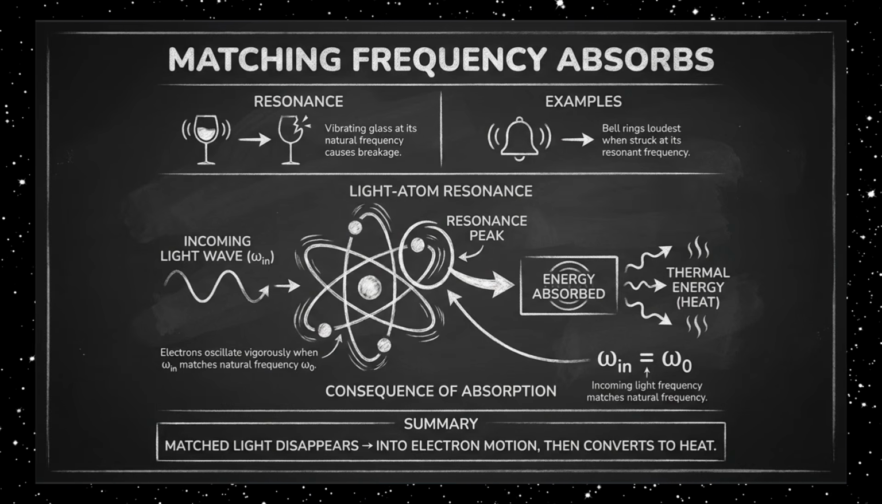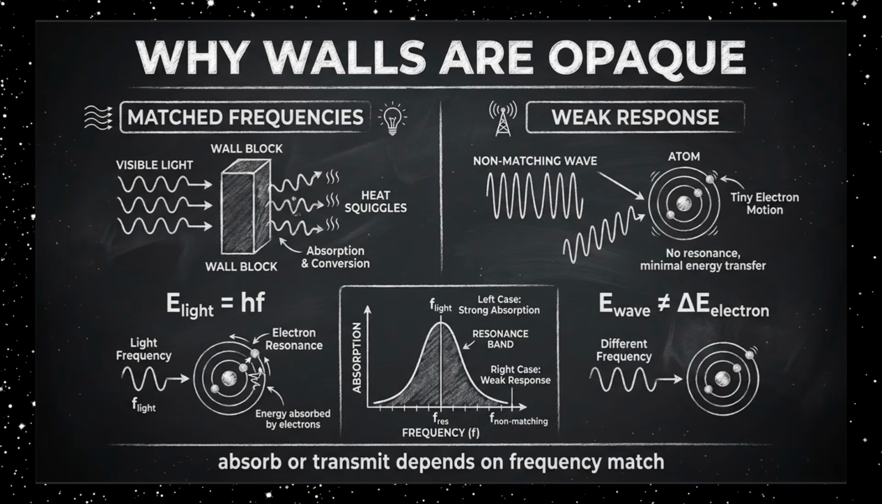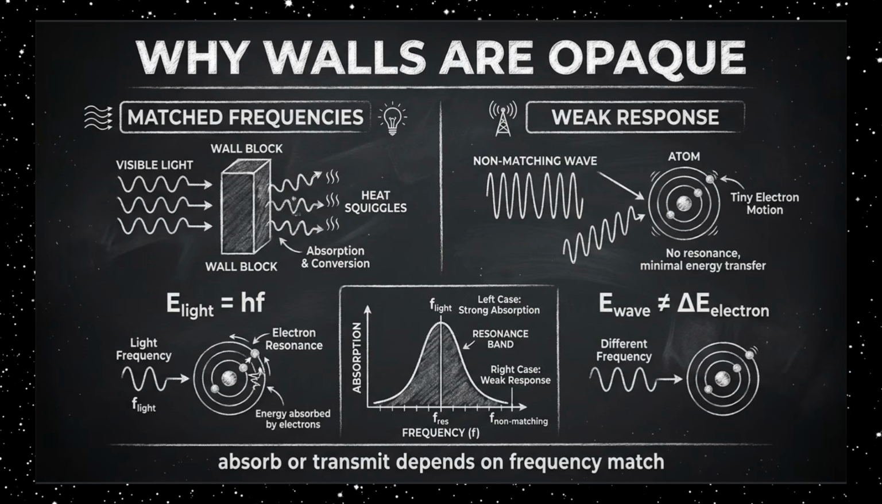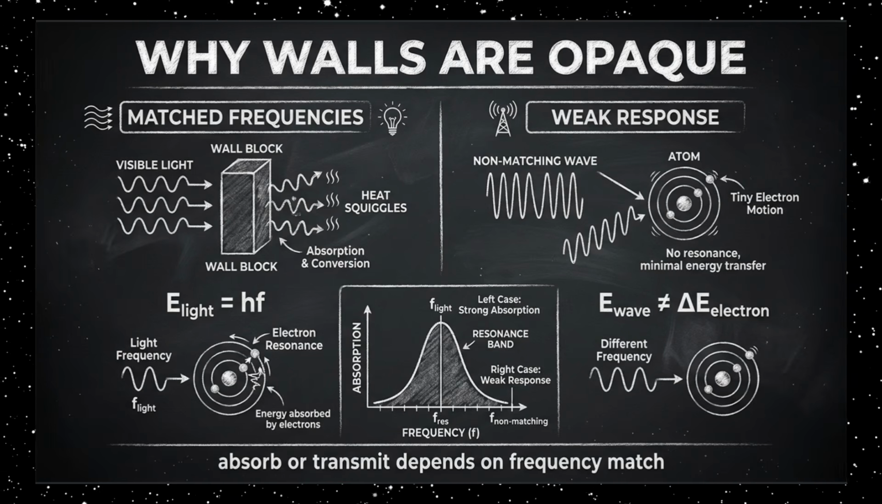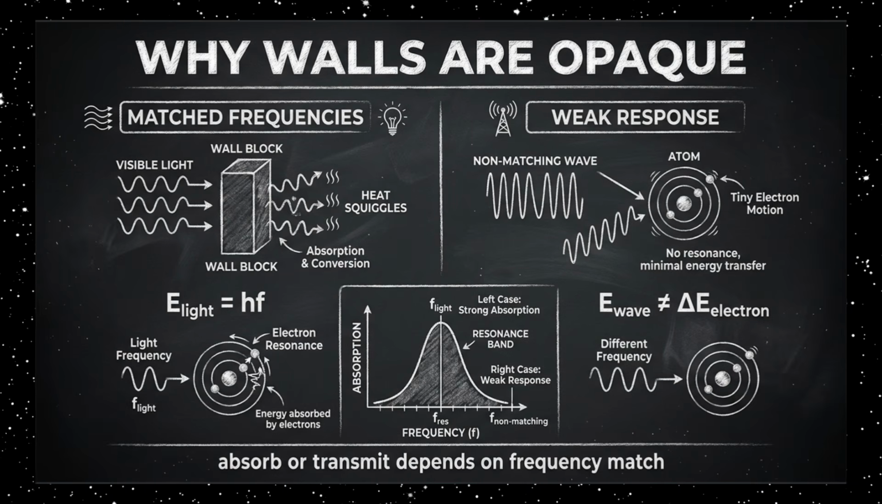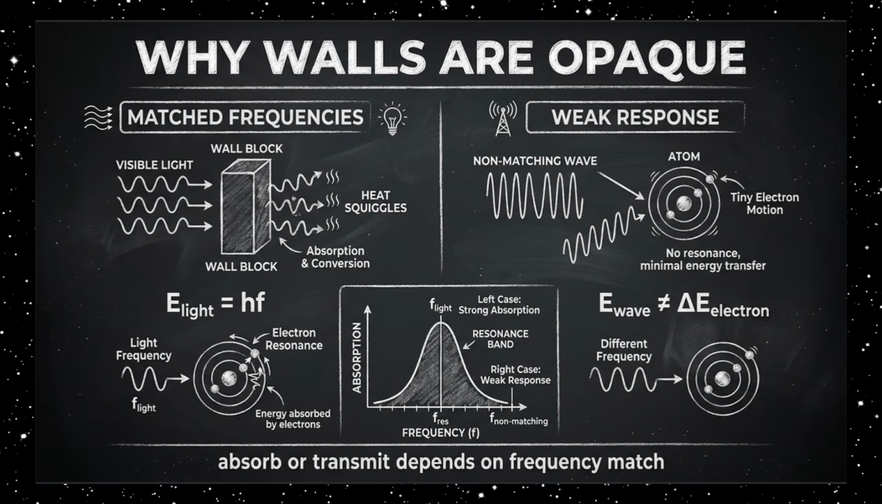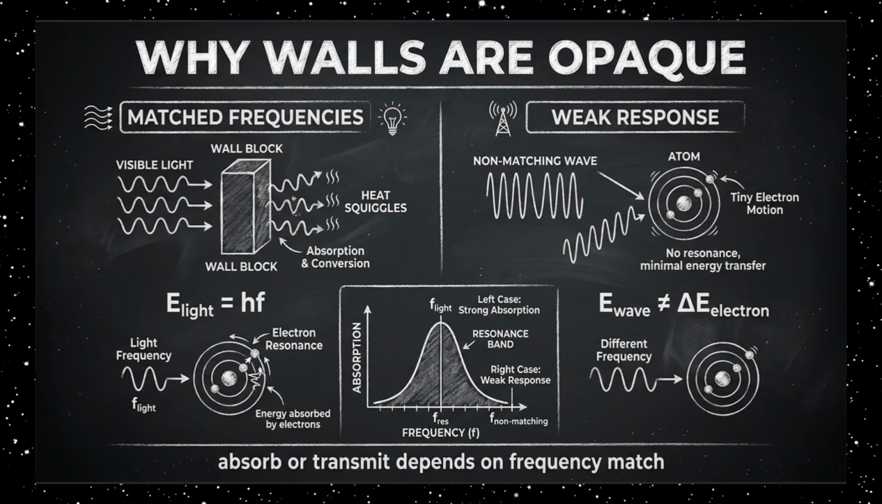turned into wiggling electrons, eventually heat. That is why a wall is opaque. The atoms in the wall have natural frequencies that match visible light, and so they grab the visible light and eat it. But if the light coming in does not match any of those natural frequencies, then something else happens.